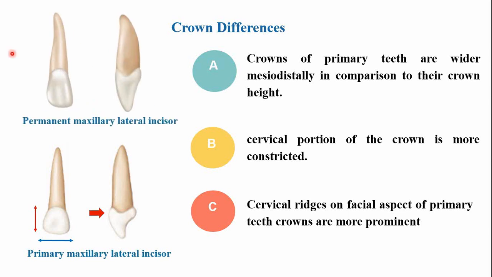So compared with a permanent maxillary lateral incisor, the differences are quite clear regarding the proportion between crown width and crown length, and also the prominent cervical ridge and prominent constriction at the neck in the primary teeth compared with the permanent dentition.